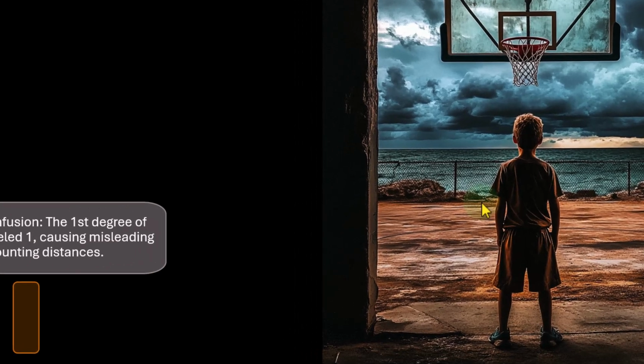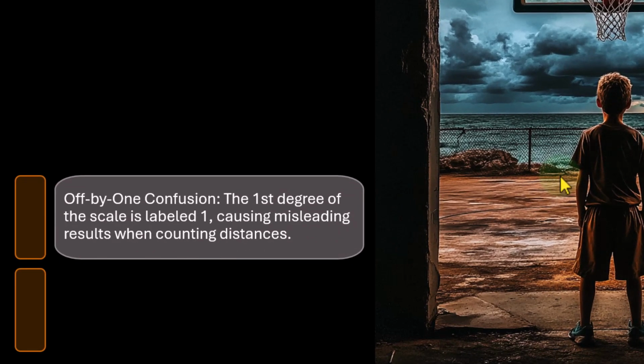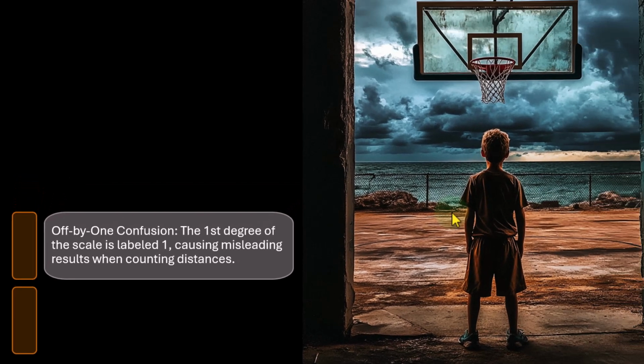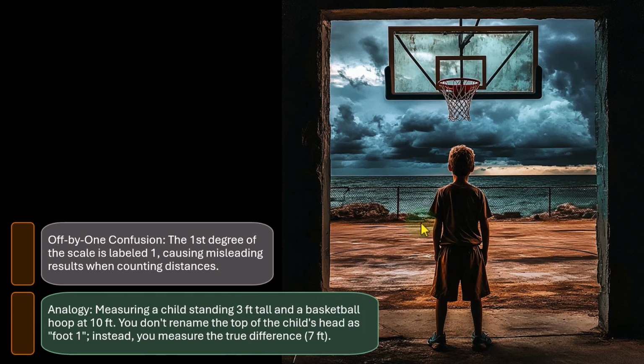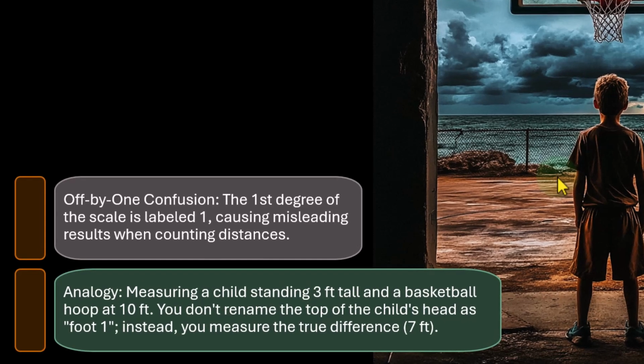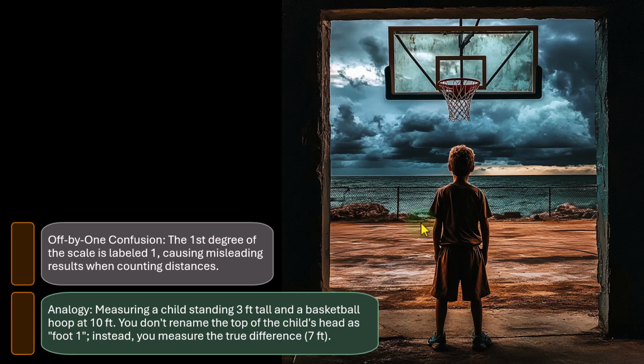All right, the other problem is off-by-1 confusion. The first degree of the scale is labeled 1, causing misleading results when counting distances. So, an analogy: when we rename a system, notice if you're a computer coder or just doing a normal measurement, you don't rename the unit that you're on as 1 of the system. You're going to get an off-by-1 problem.